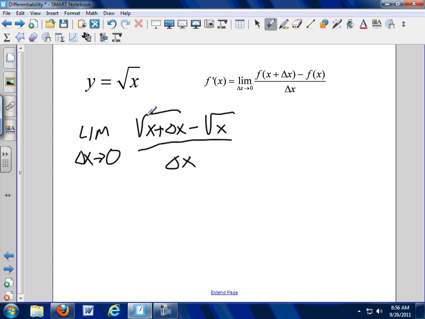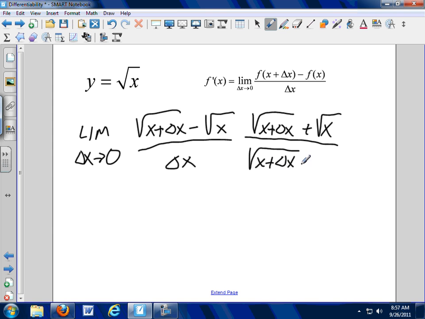If we plug delta x goes to 0 in there, we're going to get 0 over 0, which is the indeterminate form, which means we have more work to do. So let's do it. We're going to use our good friend, the conjugate. The conjugate, square root of x plus delta x plus that. Multiplying by 1, the square root of x plus delta x plus the square root of x.